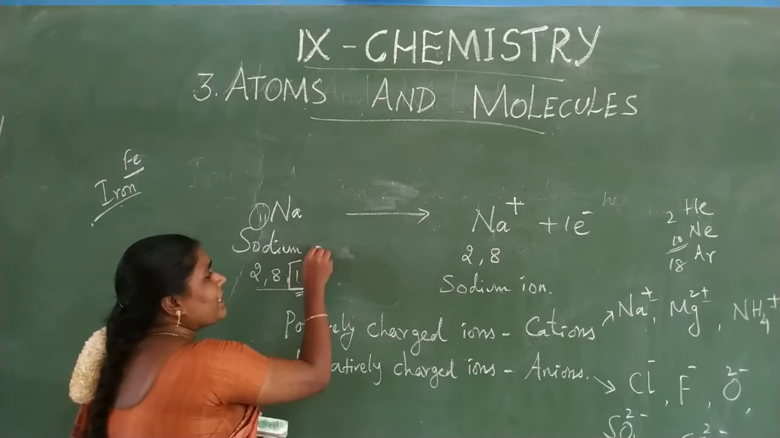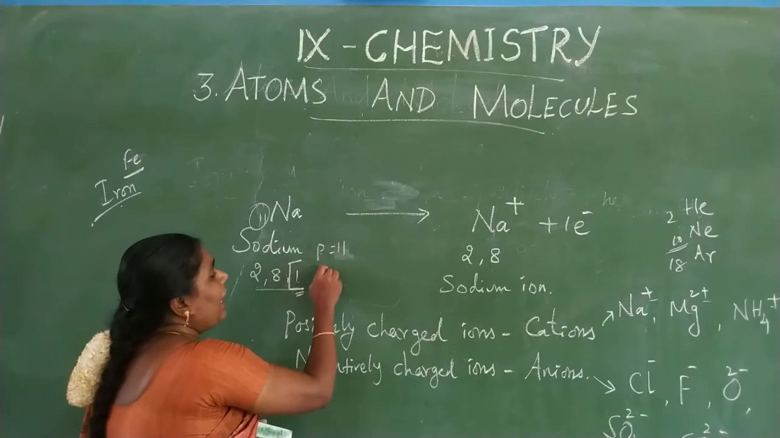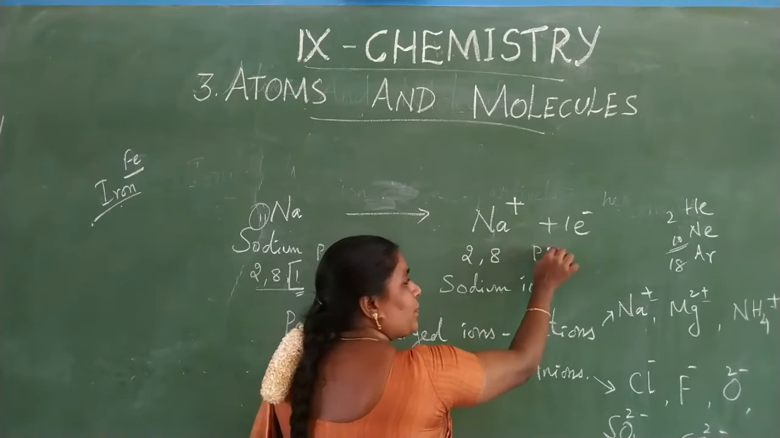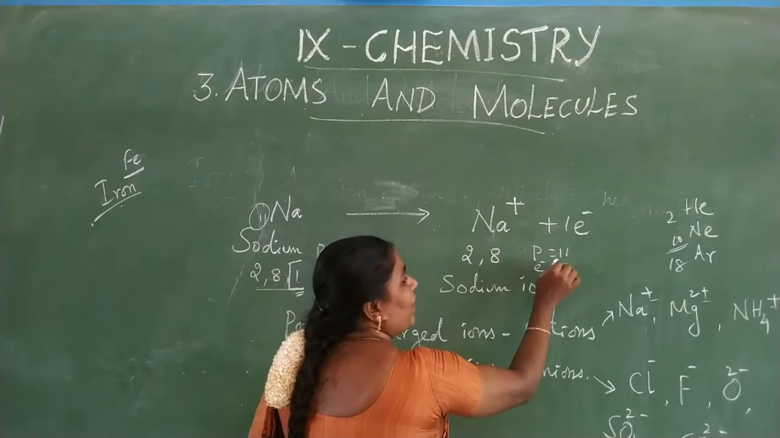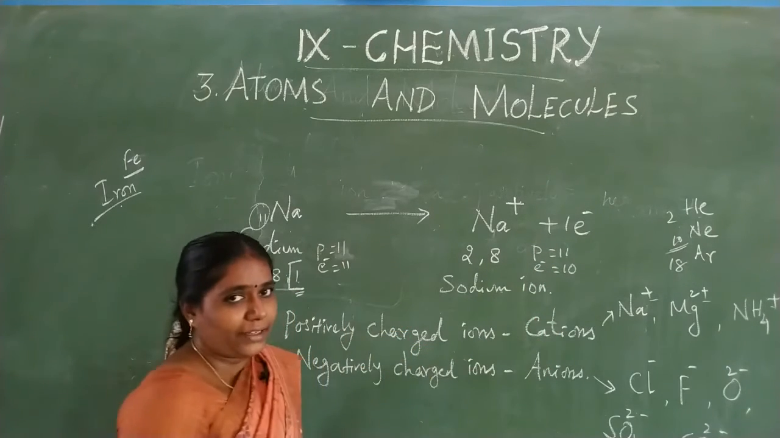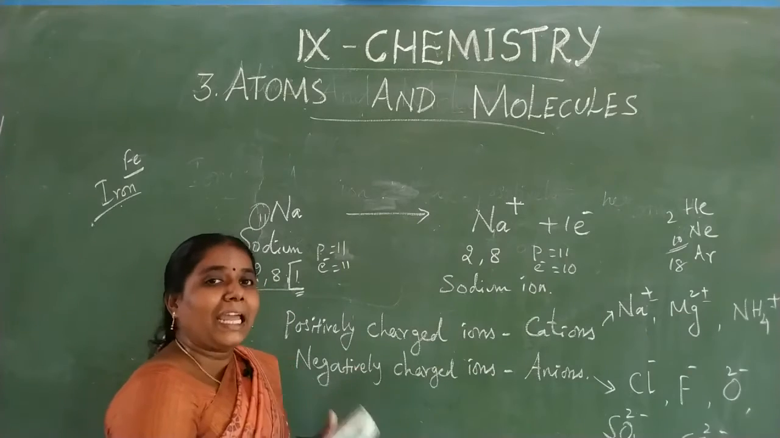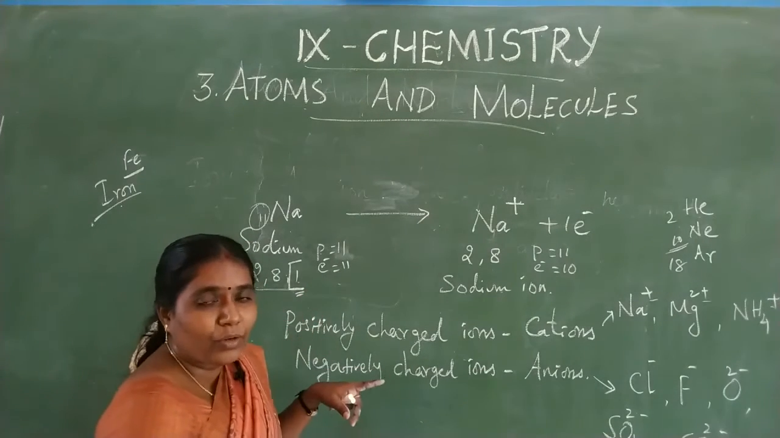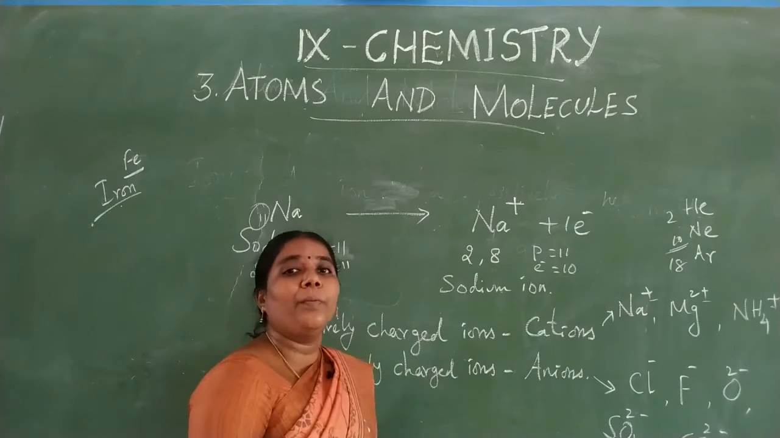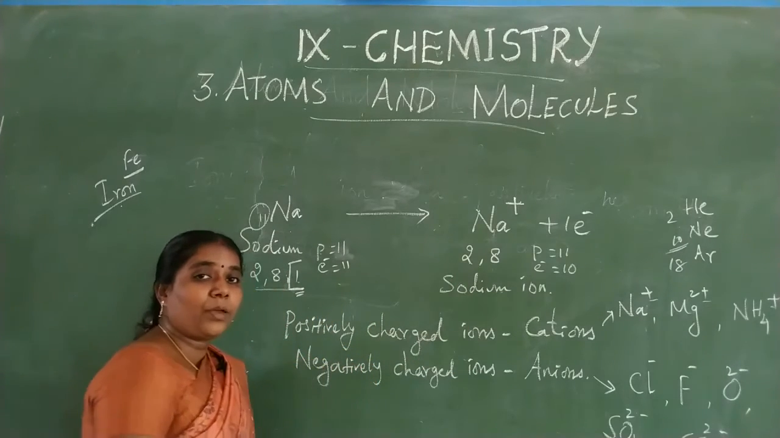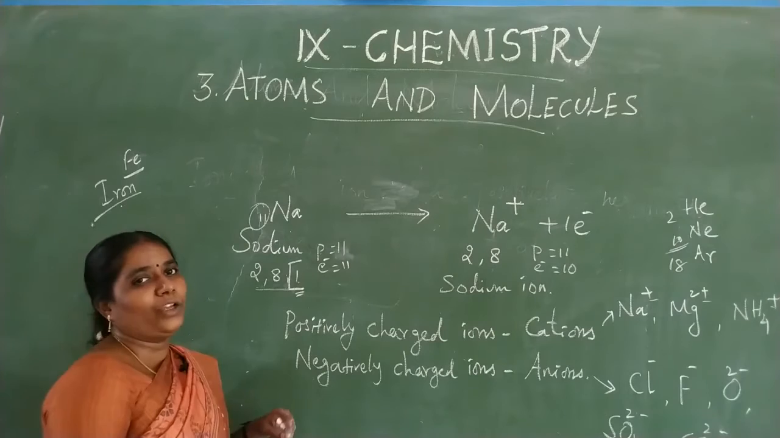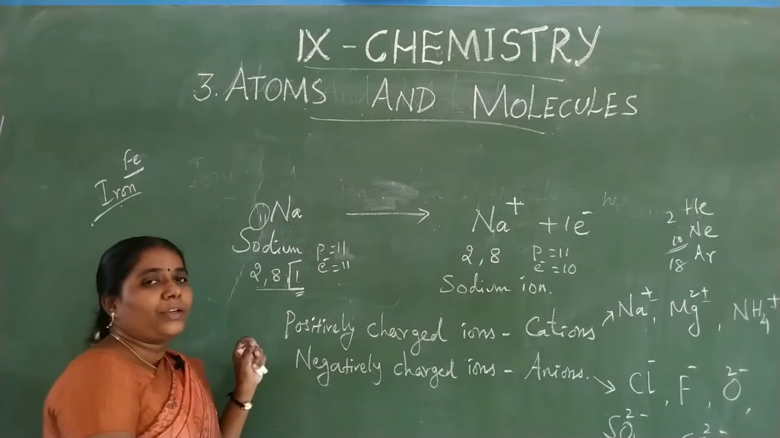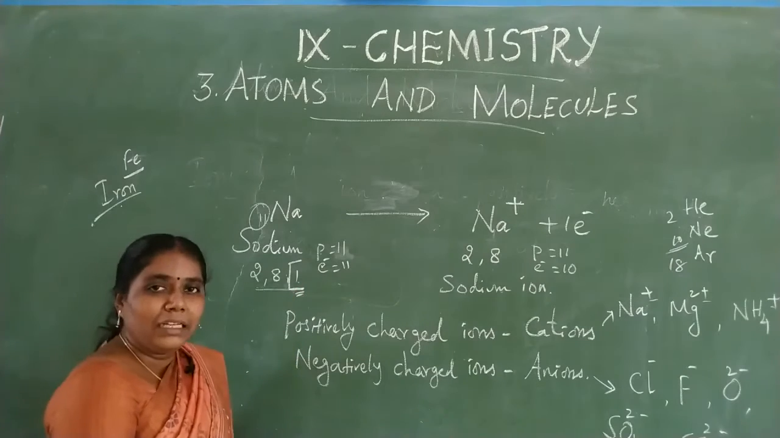See here, how many protons are here? It is 11 protons and 11 electrons. But now the protons are still 11, and only one electron is lost, leaving 10 electrons. So you can identify that during a chemical reaction only the transfer of electrons takes place. There is no change in protons because protons are present deep inside the nucleus, while electrons are present on the outer side, so only they are involved in the chemical reaction.